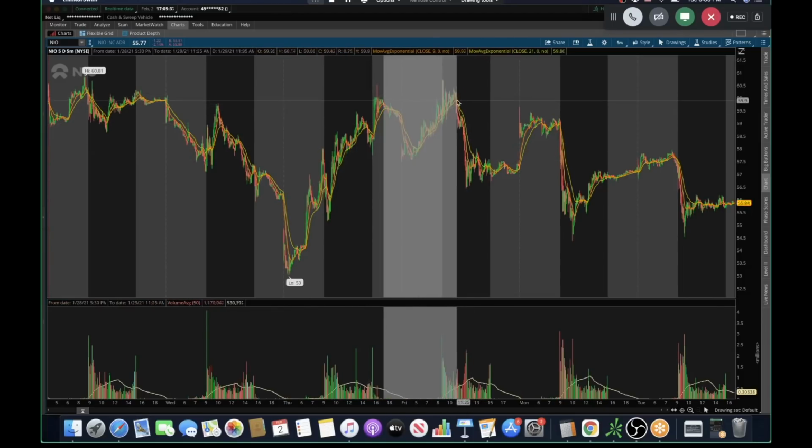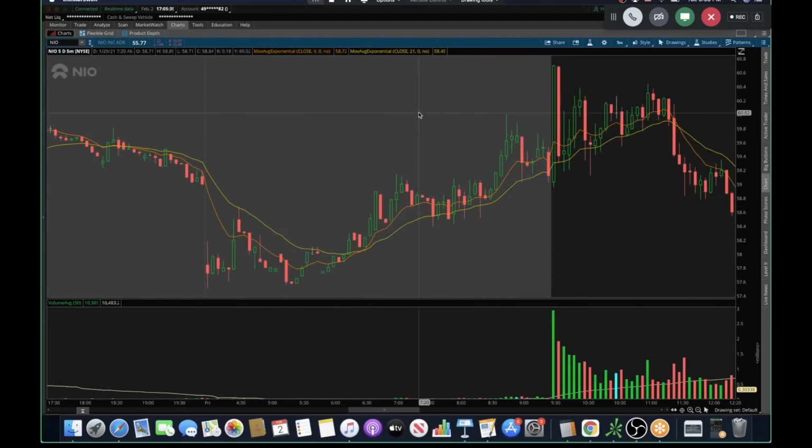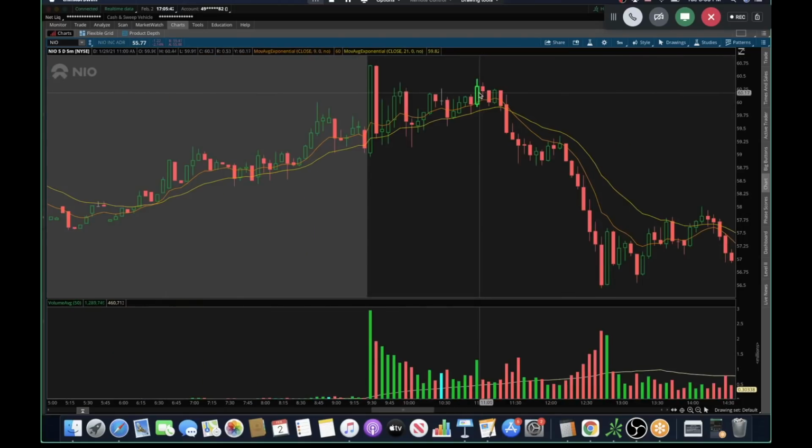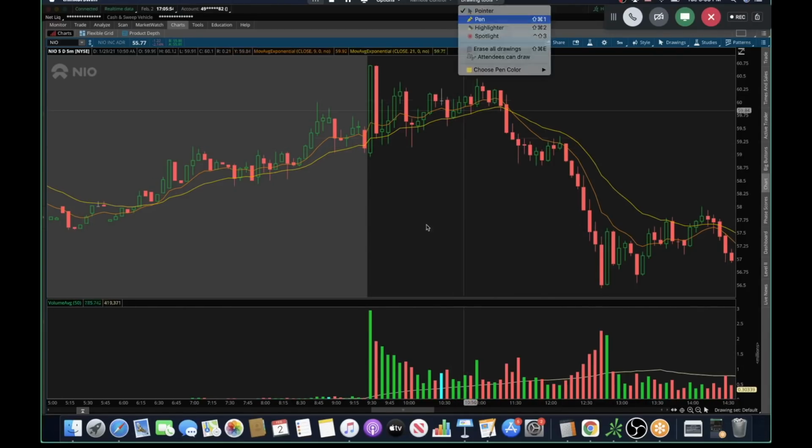So let's zoom in here to NIO. I don't have any support and resistance levels charted here on NIO because I just want to show you pure price action utilizing those EMAs. As we can see here, what I look for is a couple of things.